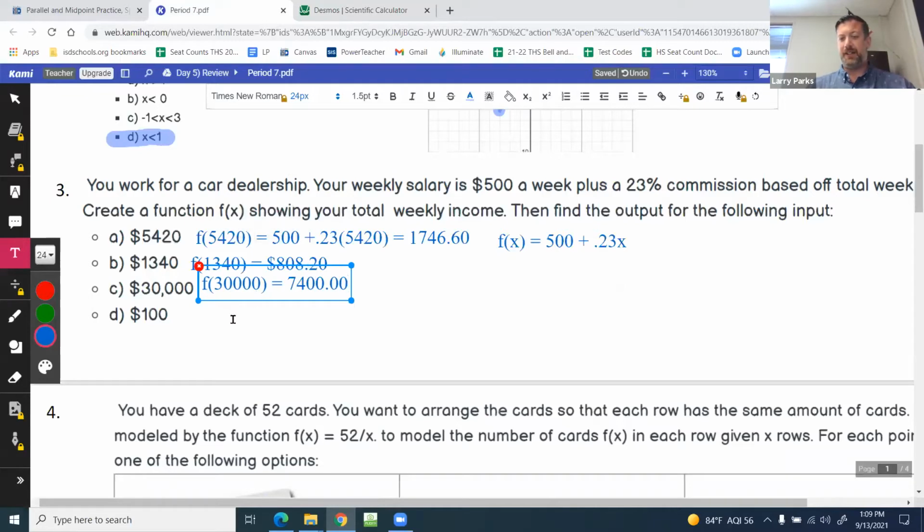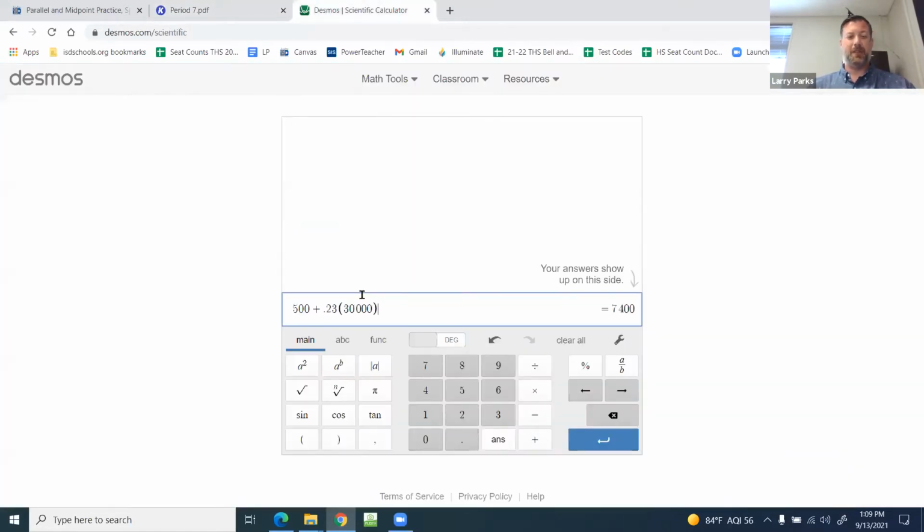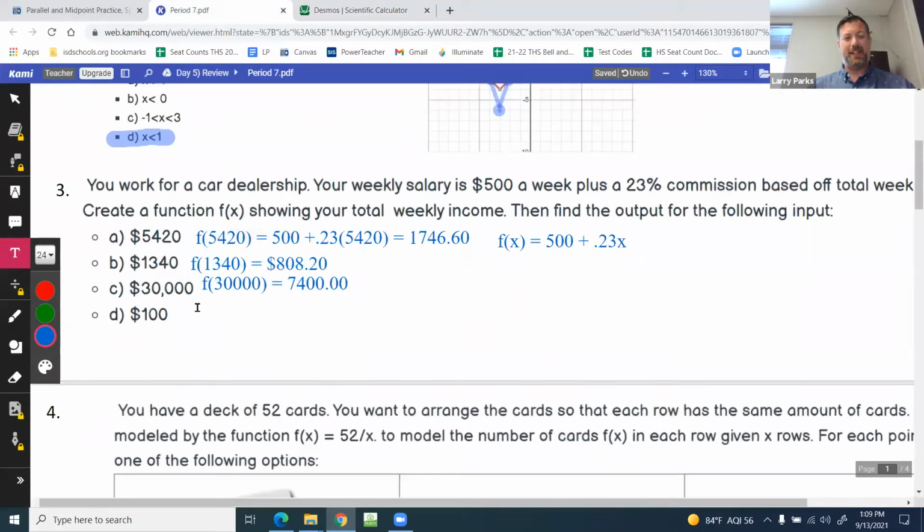And then finally, $100. I can't really expect much. If I only sell $100 worth, I get only an extra 23 bucks. I get my 500 plus my 23 bucks. That's 523. So f of 100 is 523.